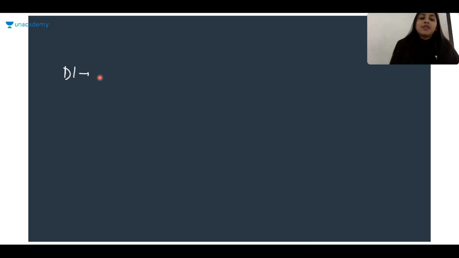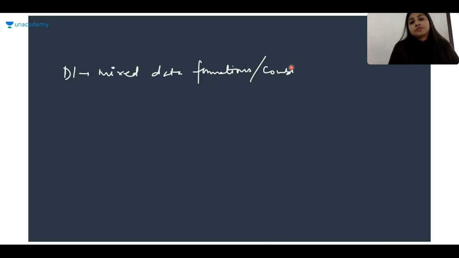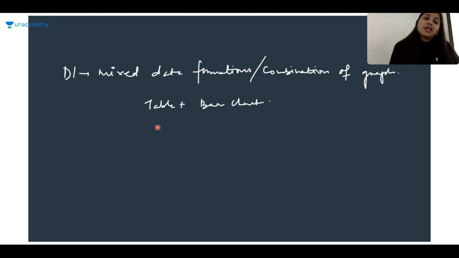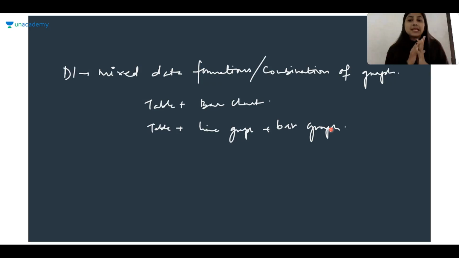Similarly in DI also we have mixed data format questions, also called combination of graphs. In this, they can mix a table plus a bar chart, or they can mix a table plus line graph plus bar chart, or any other two or three data formats will be mixed and given in one question.